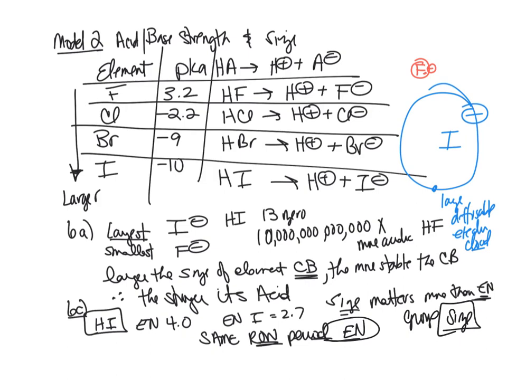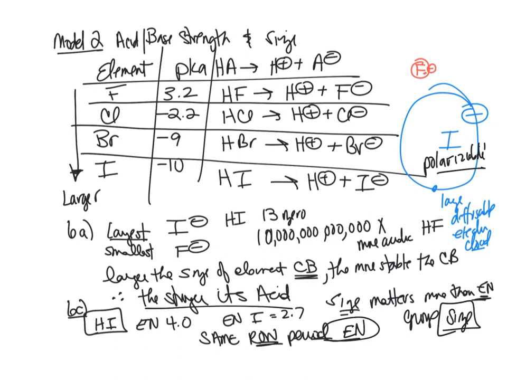As a group, summarize your conclusions regarding how size affects the stability of the base. Use the word polarizability. As you go down the group, the resulting anion, the conjugate base, is larger and therefore more polarizable, therefore the stronger its acid. So we already wrote that.